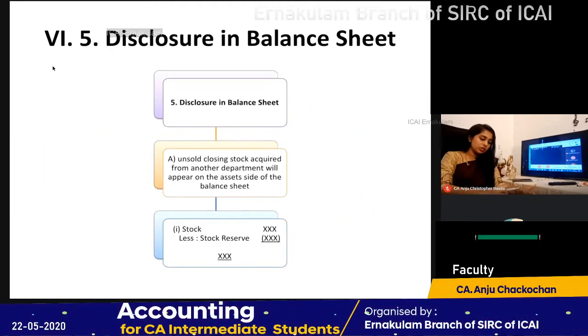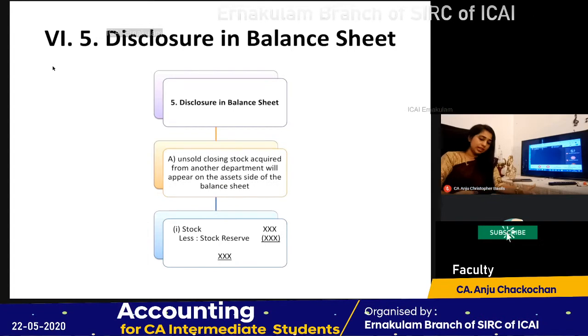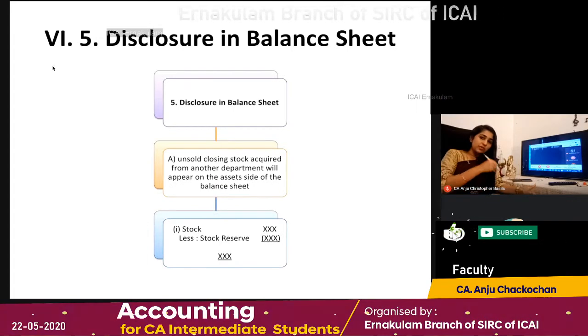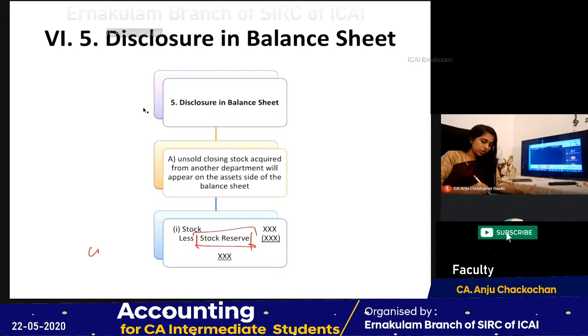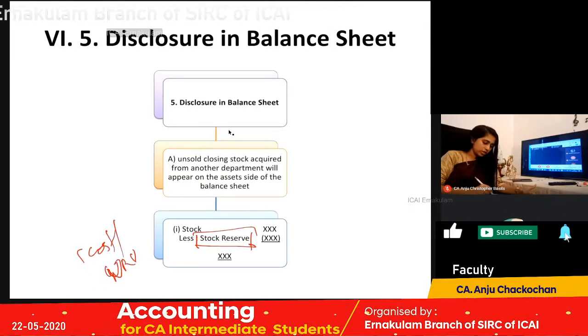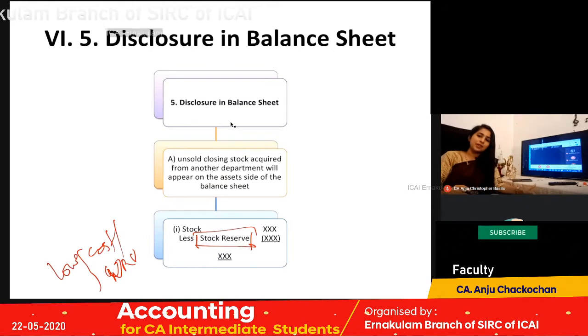And how do we disclose this in the balance sheet? Okay. It is nothing but the stock reserve that we created in the previous journal entry, we just credit it over here, so that the stock is valued at cost or NRV, whichever is lower. Okay, cost or NRV, whichever is lower is the value at which the stock is valued.